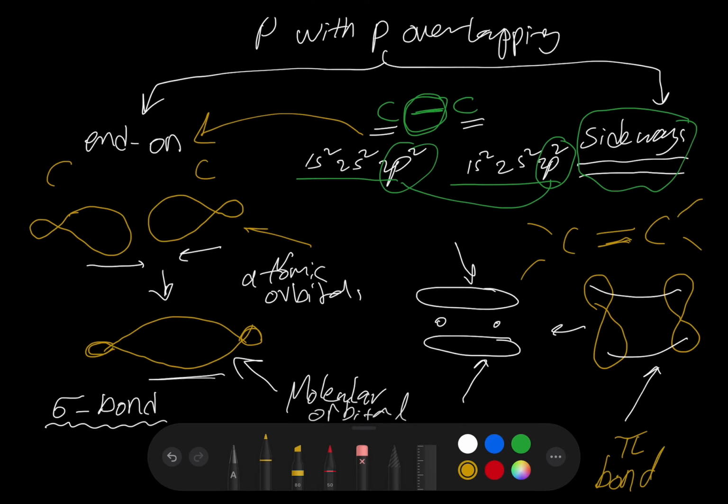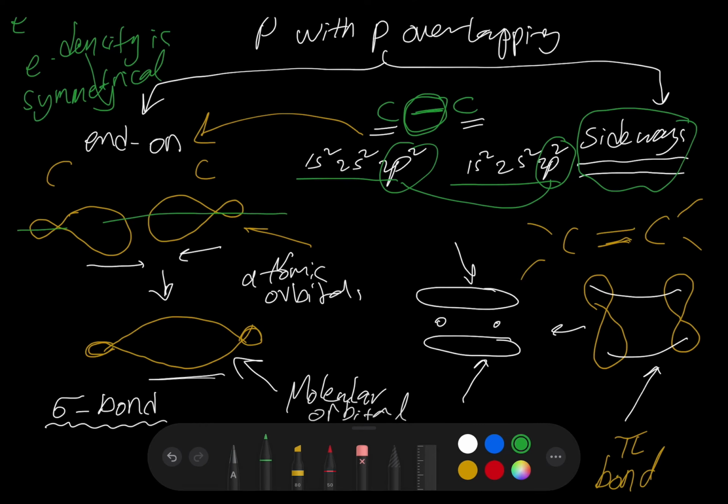Very good. The next thing that I'm going to tell you about the end-on overlapping here, you have to put in your mind the electron density is symmetrical around the axis of the nuclei like this. The electron density is symmetrical, but in the pi bond, the electron density is unsymmetrical.